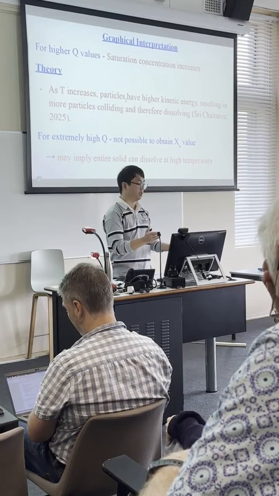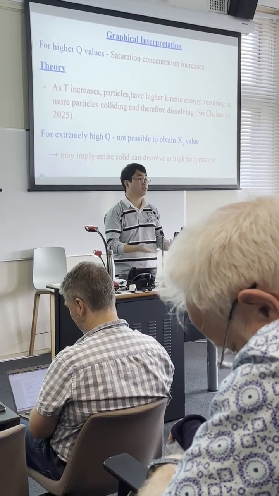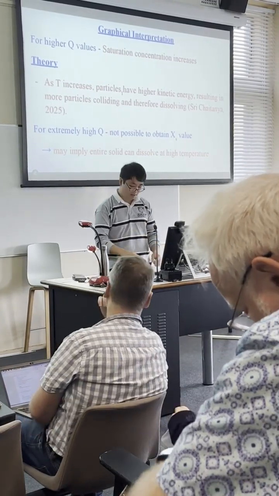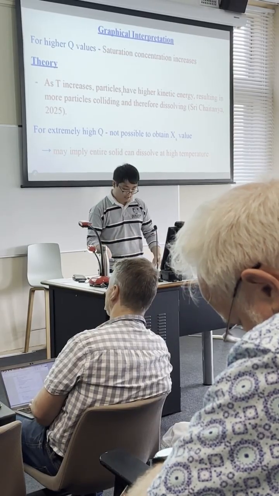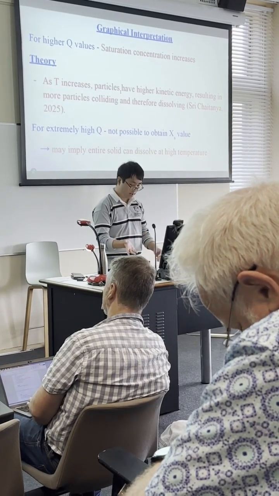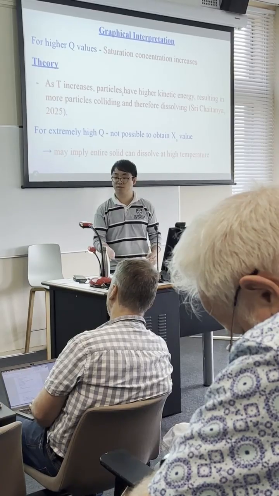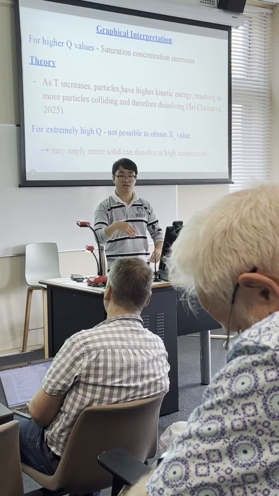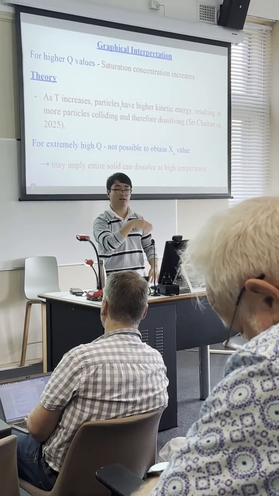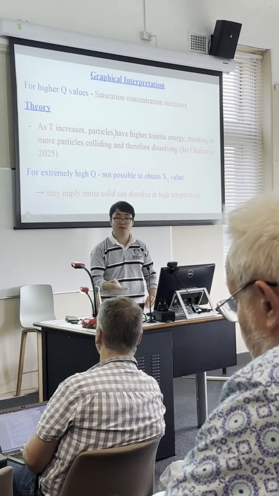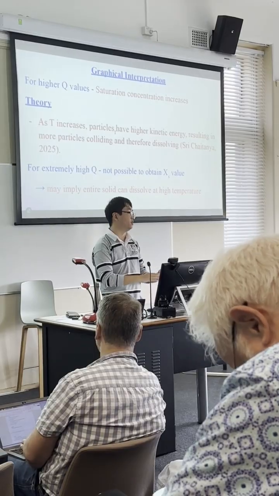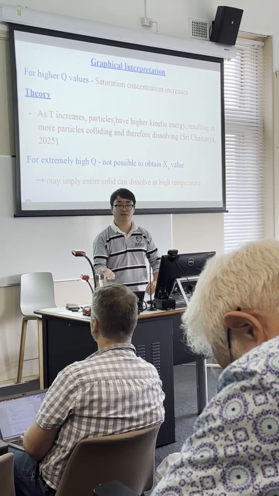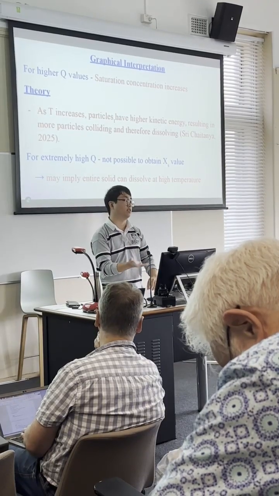So how can we graphically interpret that? We can see that the higher the temperature, the more the saturation concentration increases. A possible theory to explain this is that with a higher temperature, the molecules have higher kinetic energy, so the particles are able to collide more frequently, resulting in a higher number of particles dissolving. However, there comes a point where we cannot determine xs, as there's no intersection on the graph between the horizontal line and the curve. A possible implication is that for extremely high temperatures, the entire solid can dissolve, regardless of its initial size, because of the high temperature. But this is only theory at the moment.